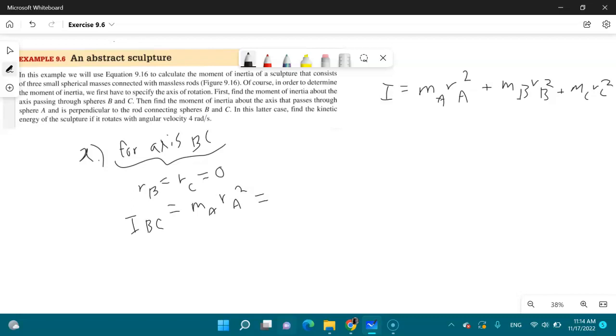And then we know that the mass of A is, in this case, we could use any values, honestly. So in this case, we could put 0.3 kilograms times 0.4 meters squared. And this would give us 0.048 kilograms meter squared. So that is our value for axis BC. And now let's move on to the other part of the problem.